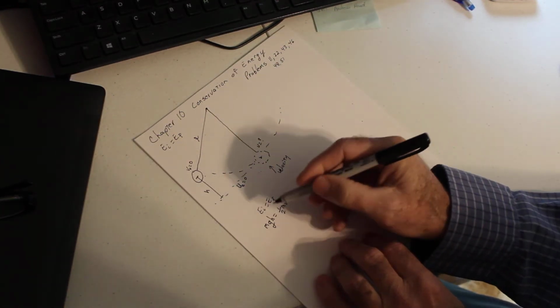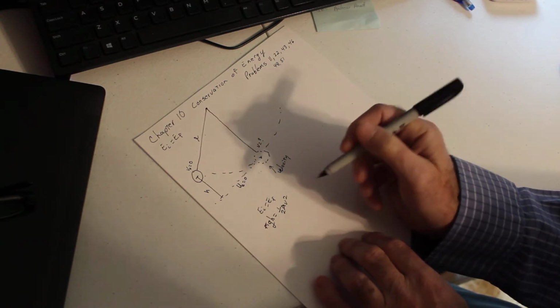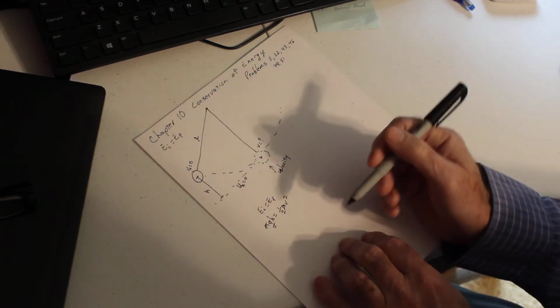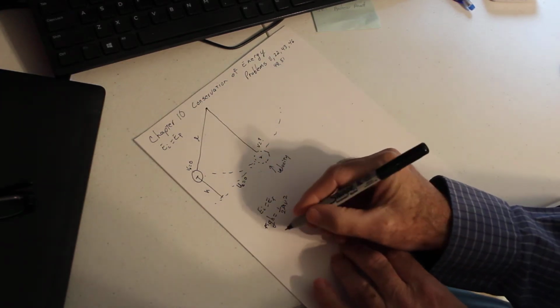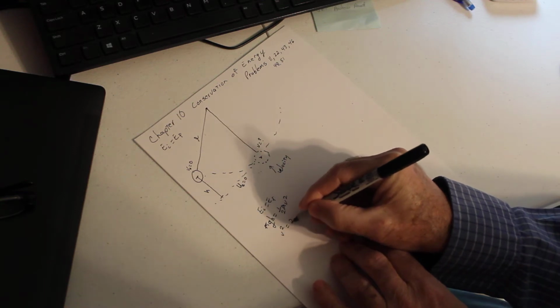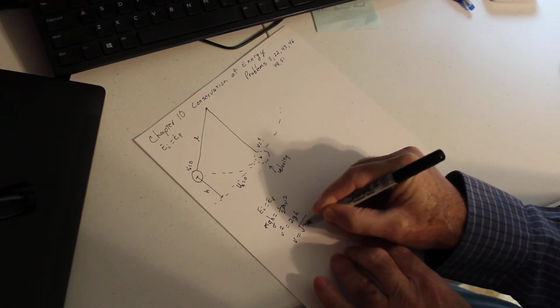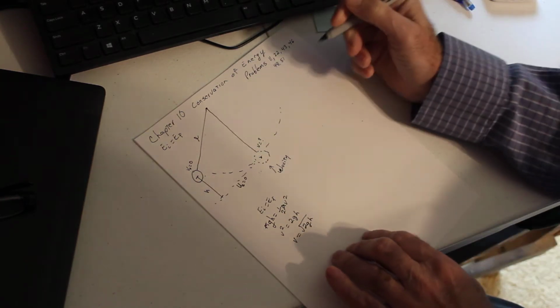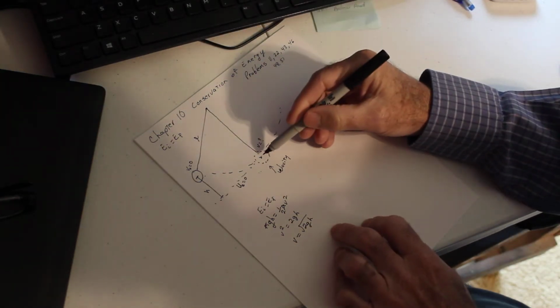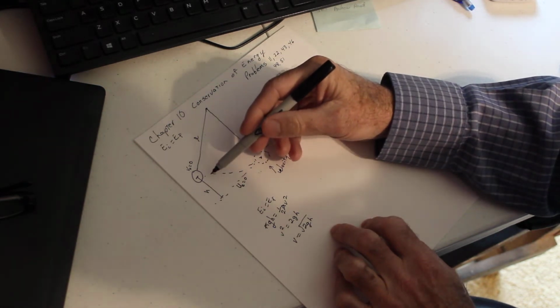If you do this and solve for the velocity, the masses cancel, so it doesn't matter how massive your bowling ball is. The 2 goes over here, so v squared is equal to 2gh, or v is equal to the square root of 2gh. That's the velocity at the bottom when you started at a height here.